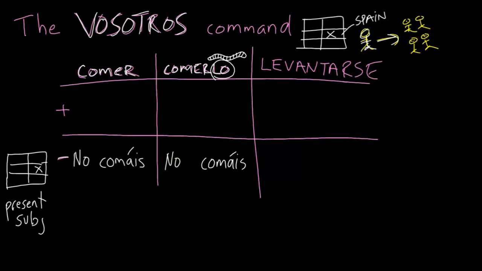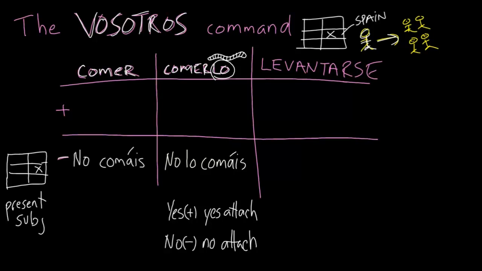Well, we remember when we have a yes command or a positive command, yes attach. Well, do we have a positive command? No. We have a no command or a negative command, so no attach. So we're going to put that lo preceding the conjugated verb, or right here. So there are the first two.